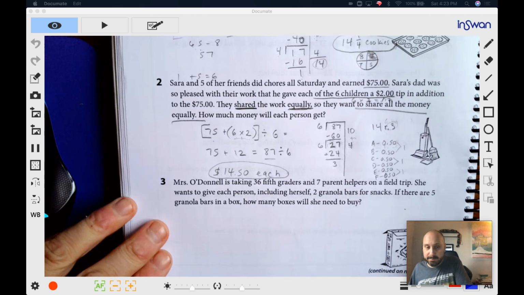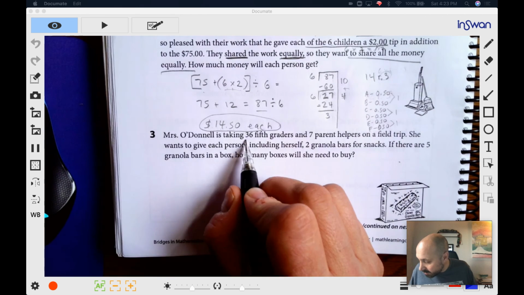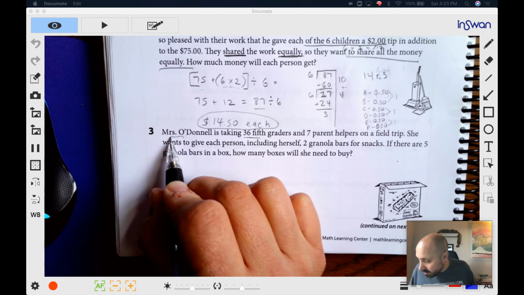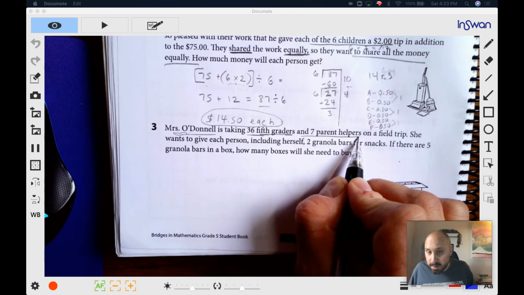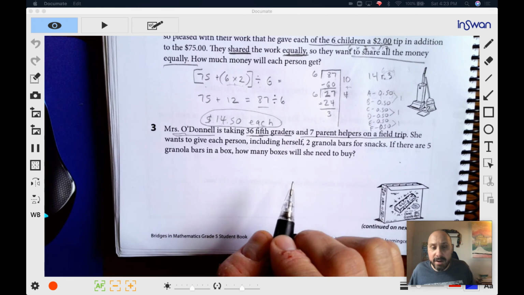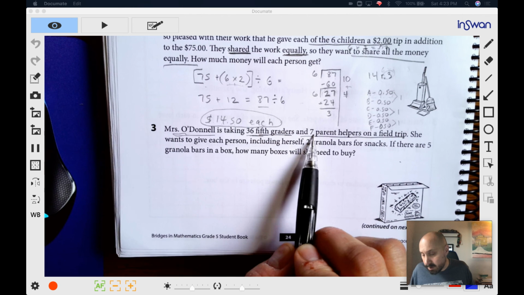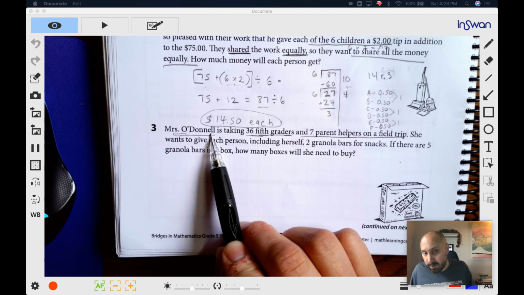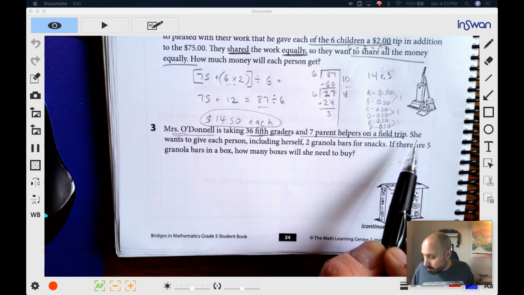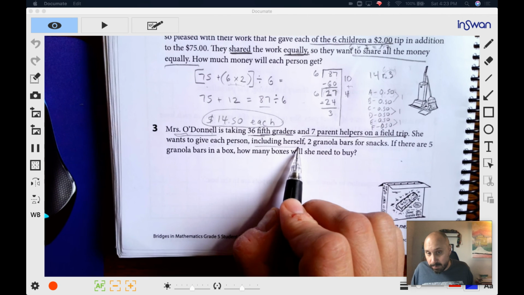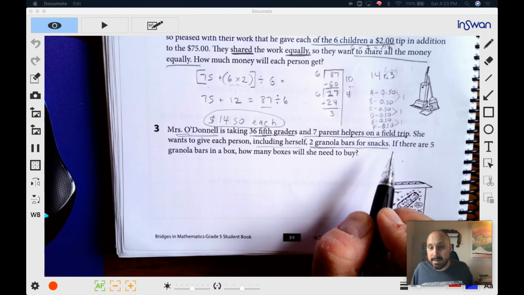Okay, number 3. Mrs. O'Donnell is taking 36 fifth graders and 7 helpers on a field trip. So right now I already know that we have 36 plus 7 plus 1, because we cannot forget about Mrs. O'Donnell. So 36 plus 8 adults. She wants to give each person, including herself, 2 granola bars for snacks.